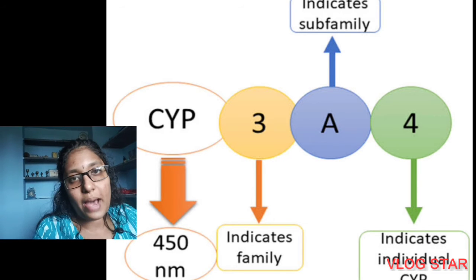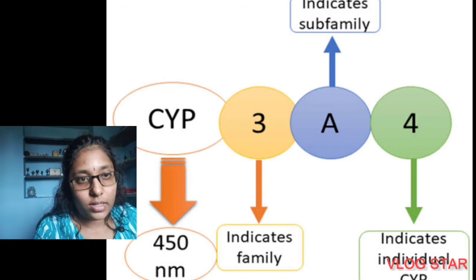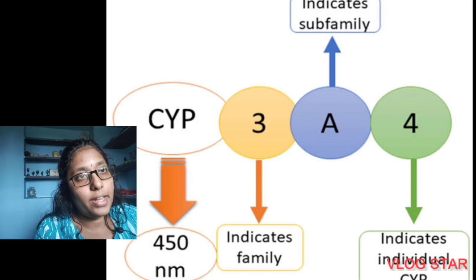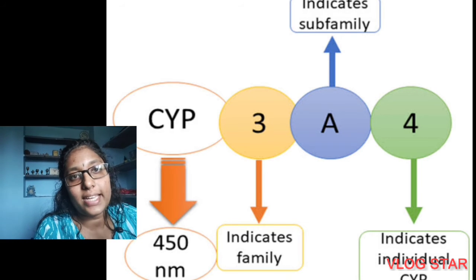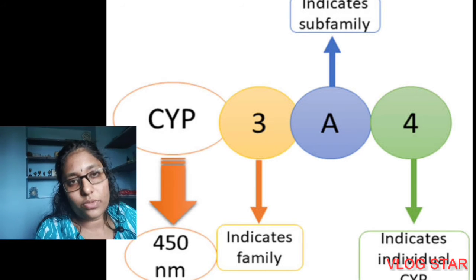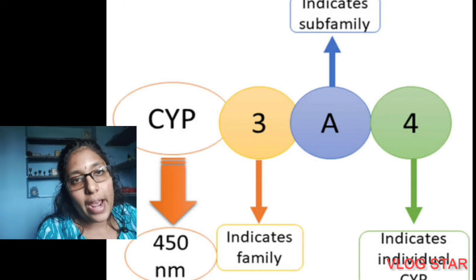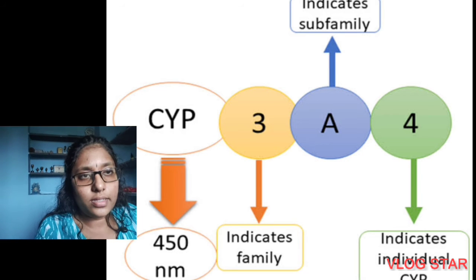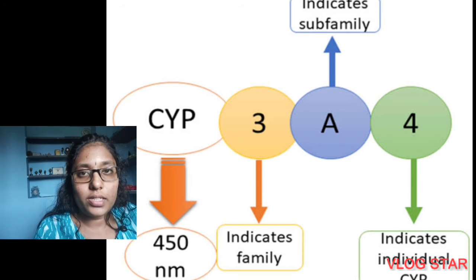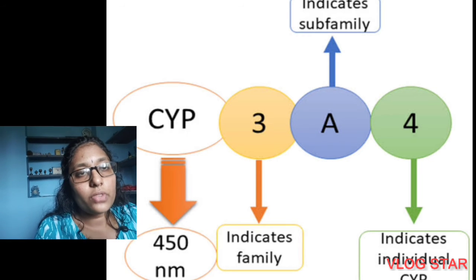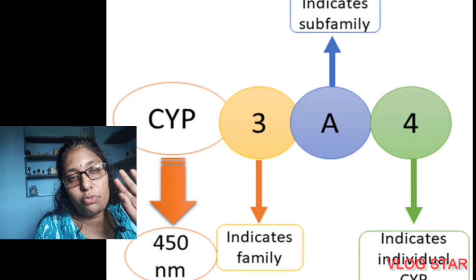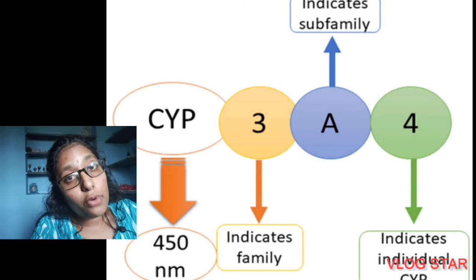You have various families in cytochrome P450. Among them, cytochrome 3A4 is responsible for 60% of metabolism of drugs. Here, 3 indicates the family, A indicates the subfamily, and 4 indicates the individual cytochrome. And 450 nanometer is the wavelength at which it is visible. These enzymes you will come across for various drugs; each drug is metabolized through particular enzymes. Most drugs are metabolized through these enzymes, so you have to remember the cytochrome P450 enzymes which are responsible for metabolism.